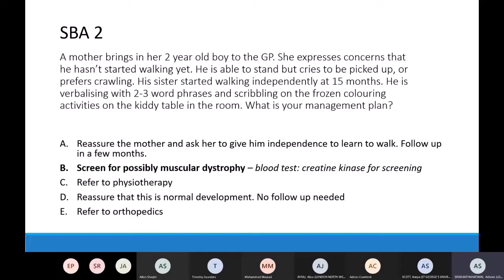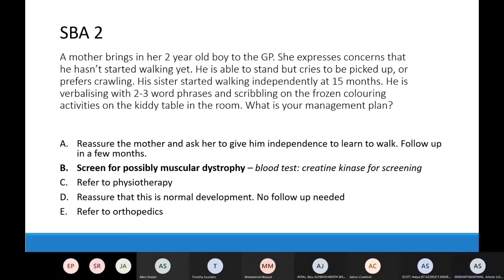So the key thing you want to investigate for is muscular dystrophy, and the blood test for that is creatine kinase, which screens for this. So that's your first instinct here. You might want to then consider physio referral once you've got a clear diagnosis, and you'd also want to check for any hip abnormalities and maybe refer them to orthopedics for possible interventions they may need. I think that's all I have for that one.